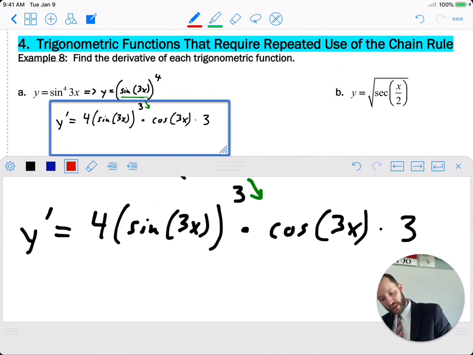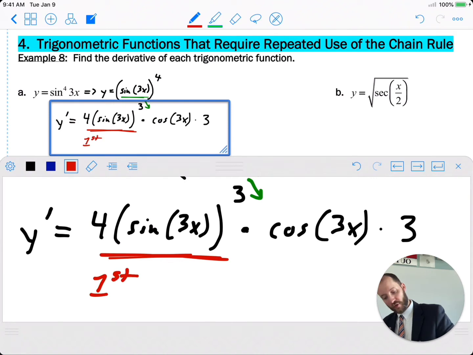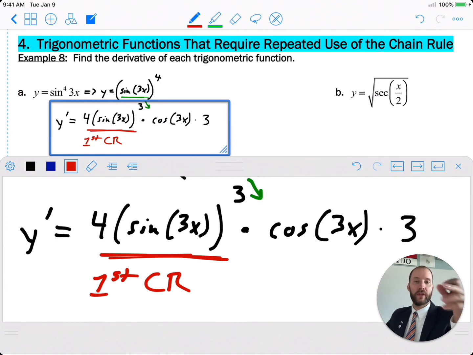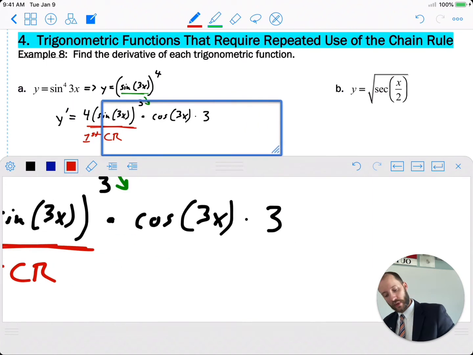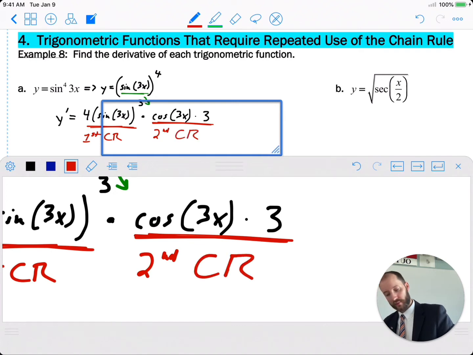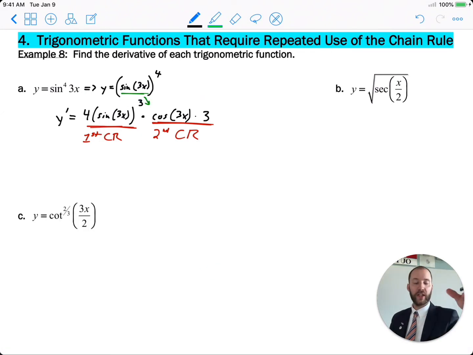So we had right here kind of our first chain rule. And then when we went to do derivative inside, derivative of sine 3x, we had another chain rule that we had to do. So multiple layers, do one layer at a time, kind of work outside in. The fourth power to the sine, then to the 3x.